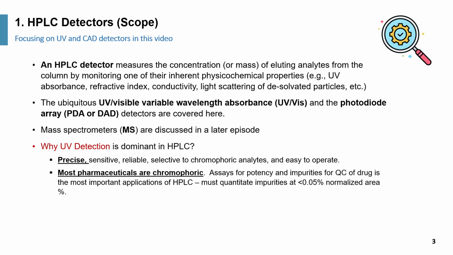The reason why UV detection is dominant is for two strong reasons. First of all, it's extremely precise and also very selective and sensitive. Second, most pharmaceuticals are chromophoric, and the assay for potency and impurity in the quality control of drug is one of the most important applications in HPLC.